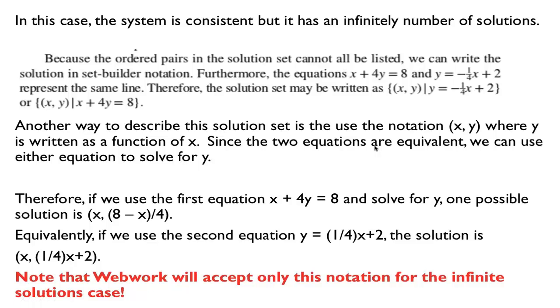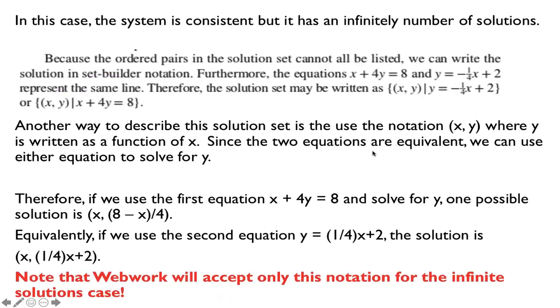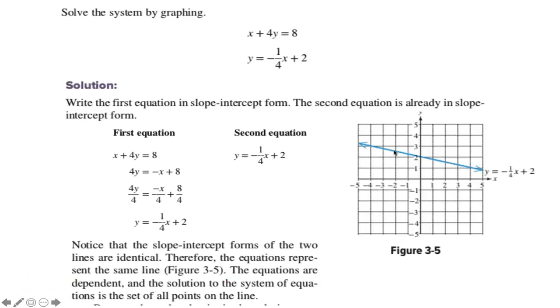So let's talk about how you describe this solution. In the case where there's one solution, it's easy: you pick the point as the solution. In the case where there's no solution, you say no solution. But in the case where there's an infinite number of solutions, how do we describe that solution set? So let's talk about that. Because these two equations are the same, they coincide, we can pick one of them, because they're dependent, they're the same.